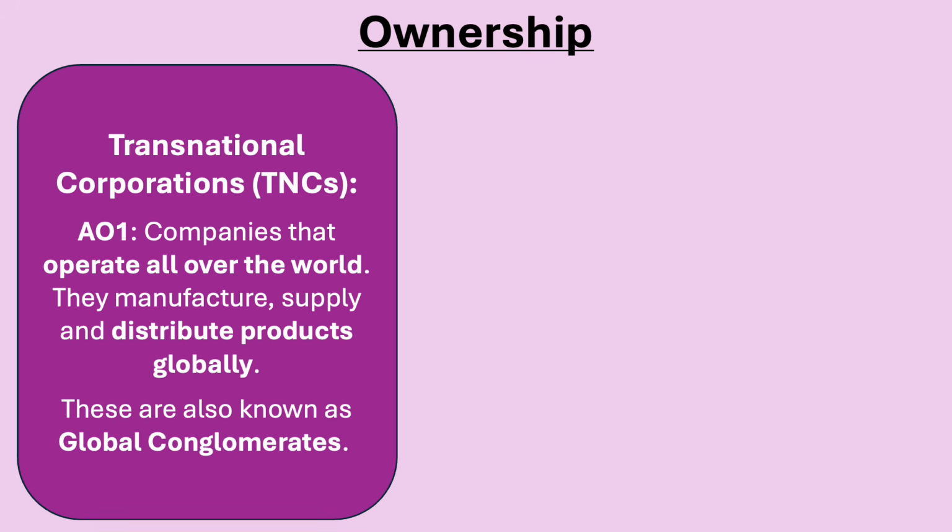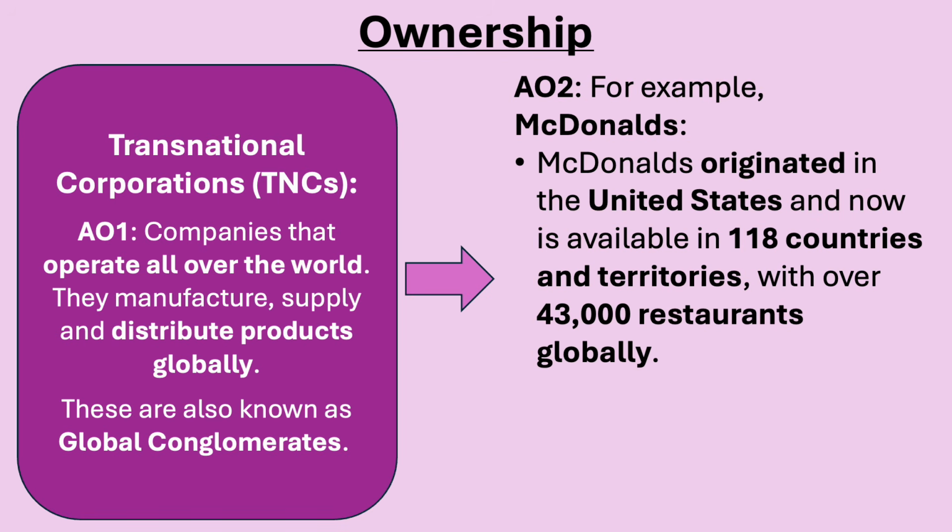Then we also have transnational corporations, which can be abbreviated to TNCs, and these are companies that operate all over the world. They manufacture, supply, and distribute products globally, and they can also be known as global conglomerates. An example of this would be McDonald's. McDonald's originated in the United States and now is available in over 118 countries and territories with over 43,000 restaurants worldwide.